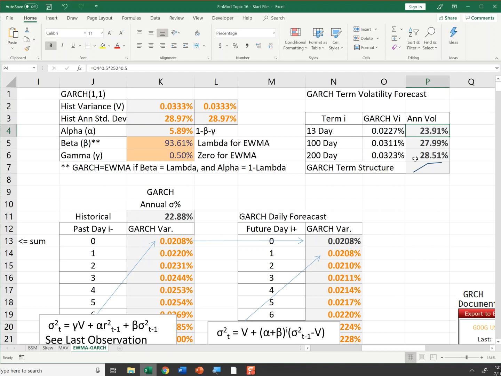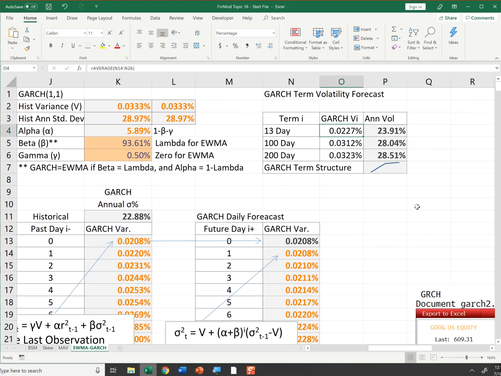And if I wanted to price a 100-day option, I would simply average 100 of those observations. Actually, I'm going to start at period 1 through 100. This one's going to start from period 1 through 13, and then I'll do period 1 to 200. And when I do that, I get estimates of standard deviations over the next 13 days, 100 days, and 200 days. So now I can price a 13-day option, a 100-day option, and a 200-day option. And I have a model which will forecast a volatility over those different periods.